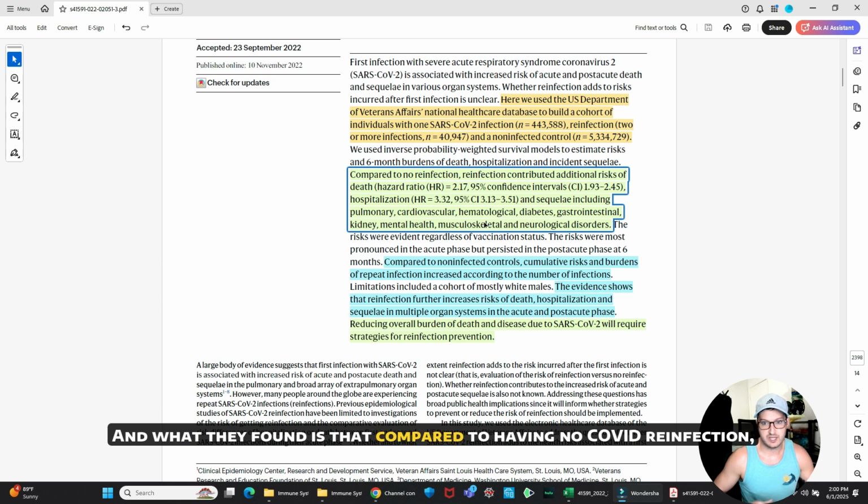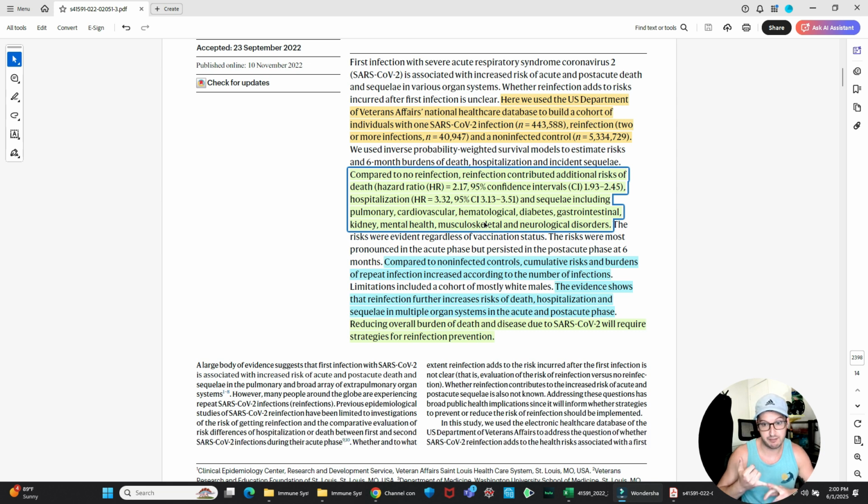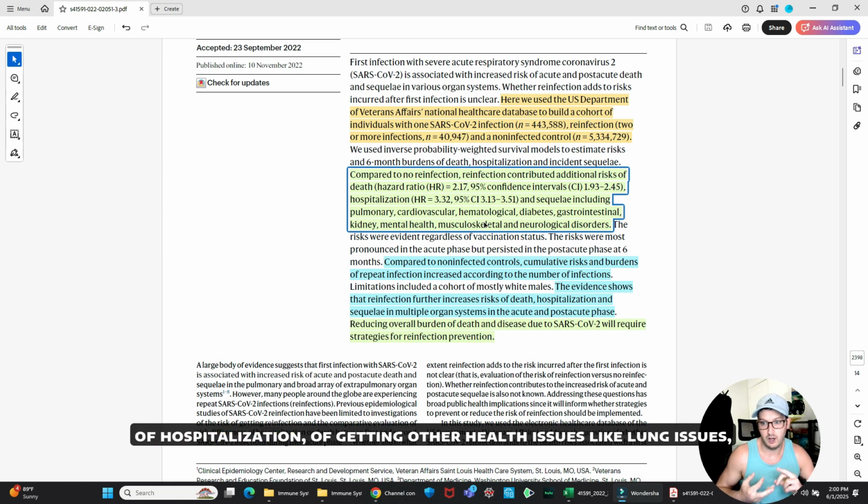And what they found is that compared to having no COVID reinfection, getting the virus multiple times contributed to additional risks of death, of hospitalization, of getting other health issues like lung issues, heart issues, blood issues, diabetes, gastrointestinal symptoms, kidney issues, mental health issues, and musculoskeletal and neurologic issues.